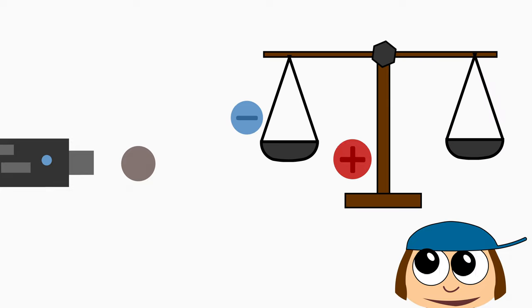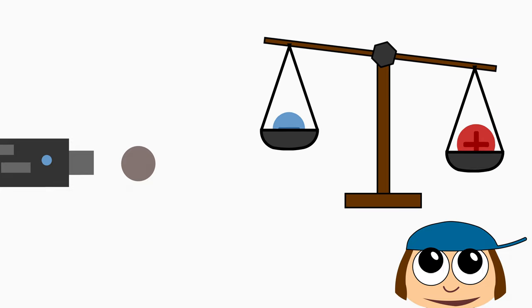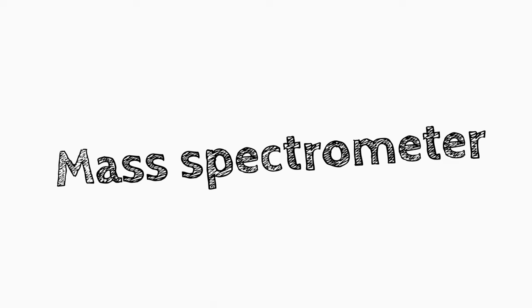Here you see a source that provides us with particles whose mass we want to investigate. Positively charged particles, negatively charged, or even neutral particles are shot out of this source. Nobody knows how heavy these particles are. And exactly therefore, you need a mass spectrometer to find out their mass.